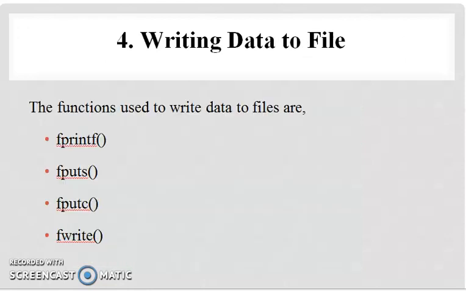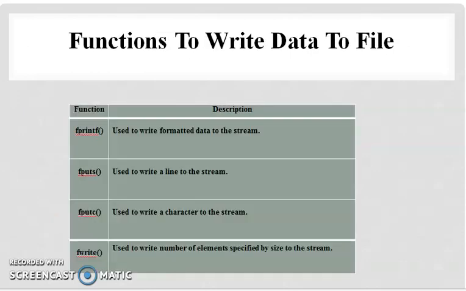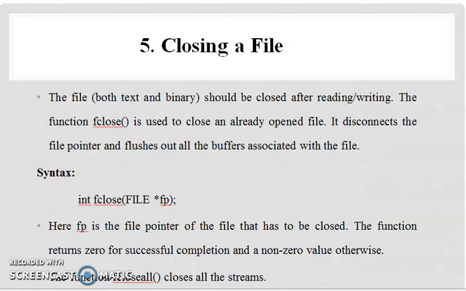Fourth one is writing data to a file. Functions used to write data to files are: first one is fprintf(), second one is fputs(), third one is fputc(), the last one is fwrite(). Functions to write data to a file. First function is fprintf(), which is used to write formatted data to the stream. Second one is fputs(), which is used to write a line to the stream. Next one is fputc(), which is used to write a character to the stream. The last one is fwrite(), which is used to write a number of elements specified by size to the stream.